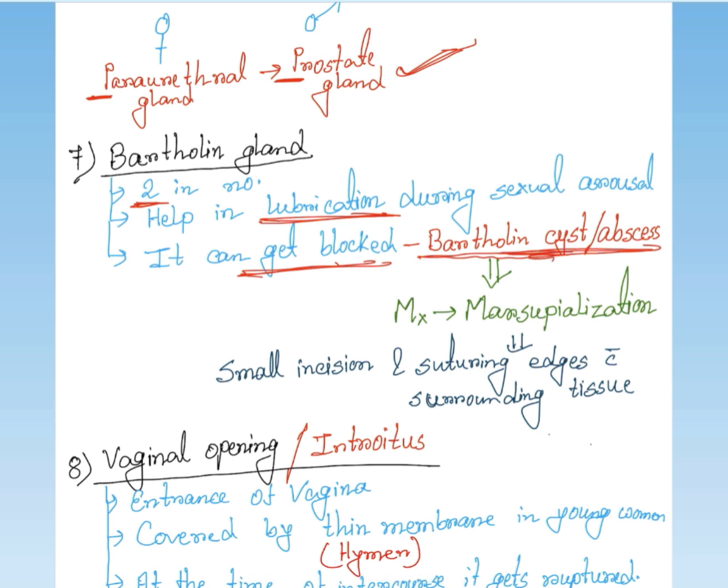It is called marsupialization. So in this marsupialization process, we will make a small incision and then we will take out the abscess or whatever is present inside the cyst. We will take it out and we will suture the edges with the surrounding tissue or surrounding wall. This is called your marsupialization.